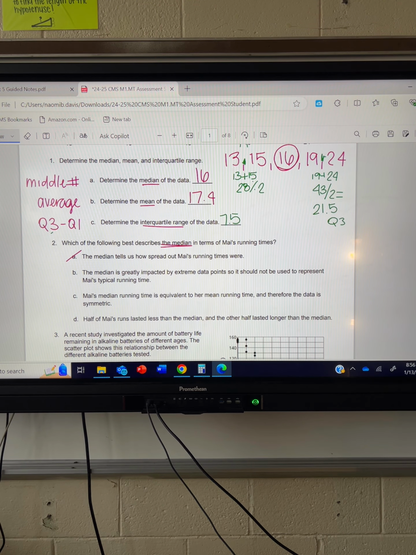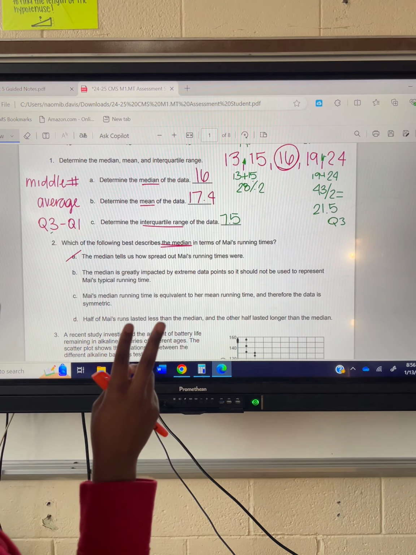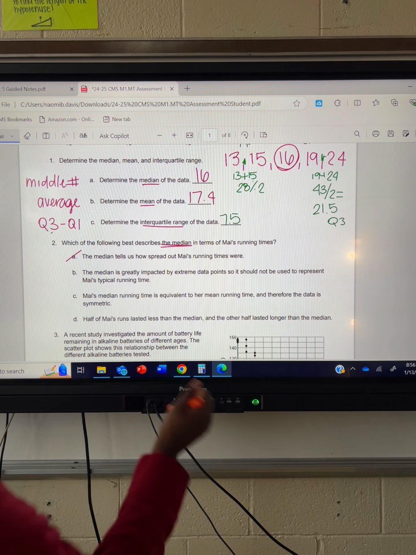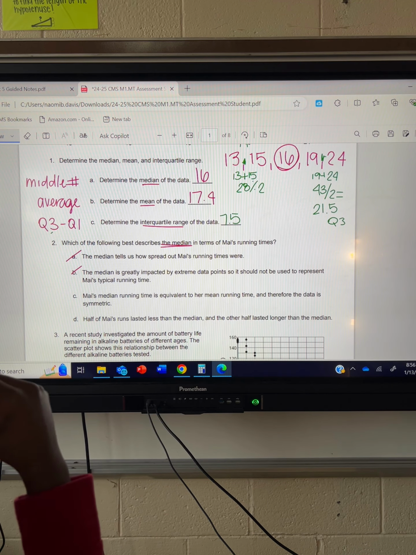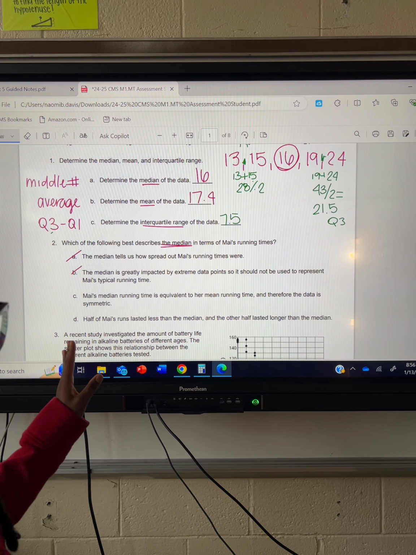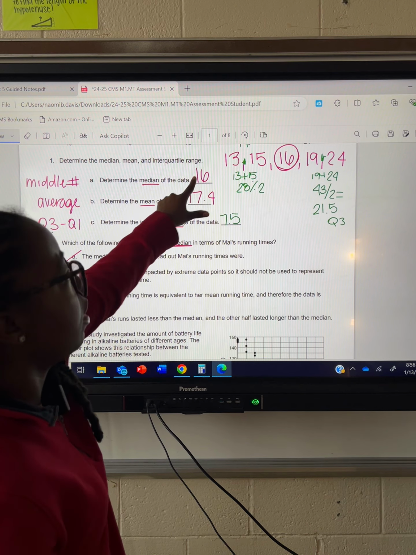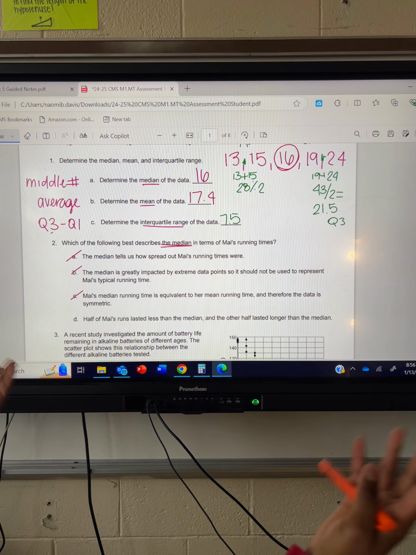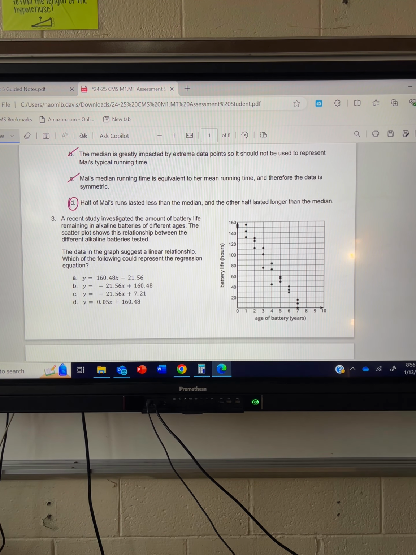The median is greatly impacted by extreme data points, so it should not be used to represent Ma's typical running time. Not really, because what we learned is out of the 2 measures of center, mean is the one that's impacted by data points. So median is the one that stays the same. So that doesn't go. Ma's median running time is equivalent to her mean running time, and therefore the data is symmetric. Well, just hold on, because we already found the mean and the median, and they are not equivalent. Half of the running times are less and half are greater. That's median. Okay. This came from unit 4, so we just did this.